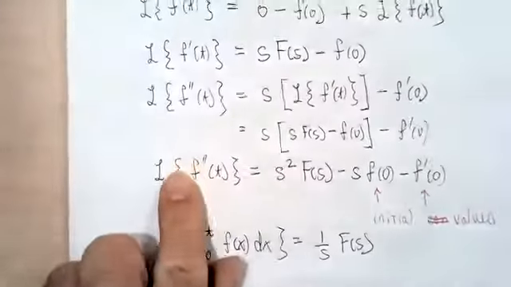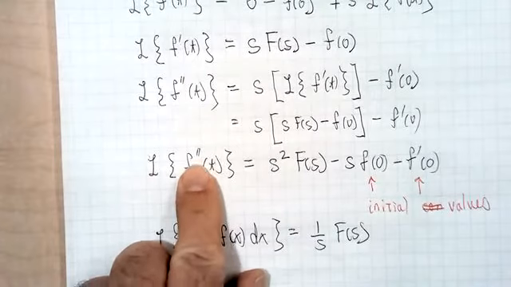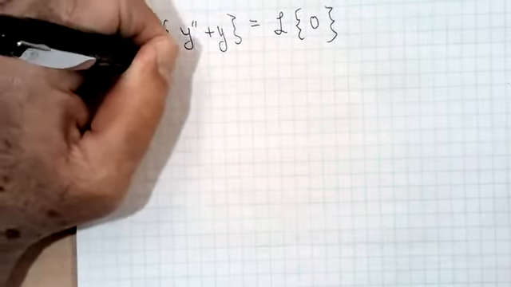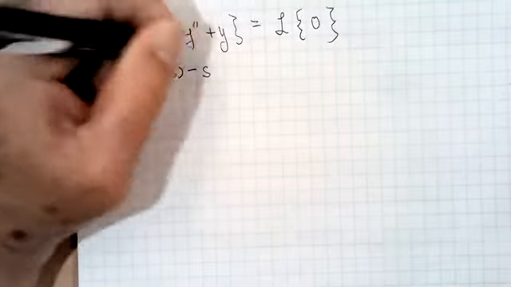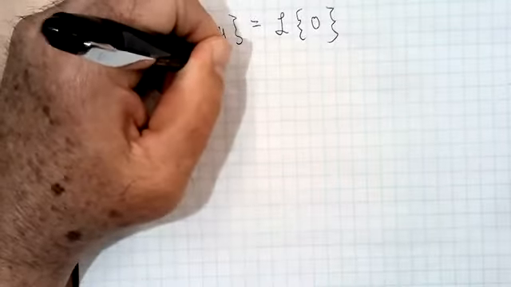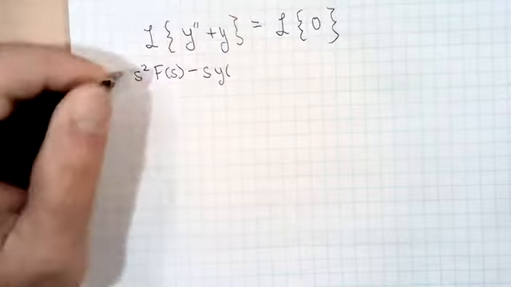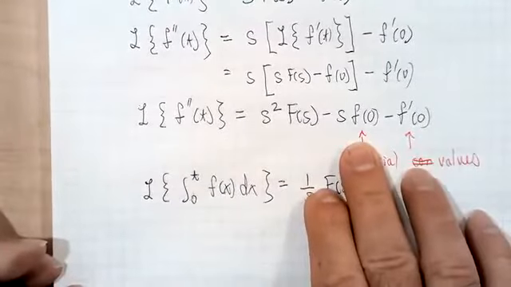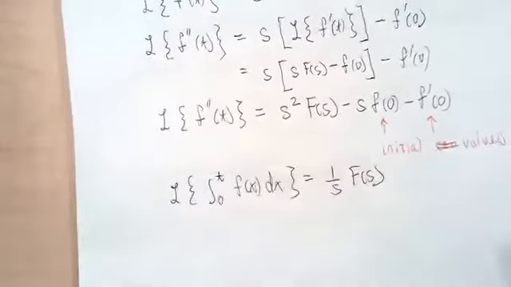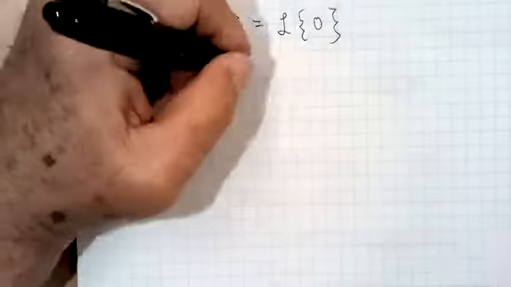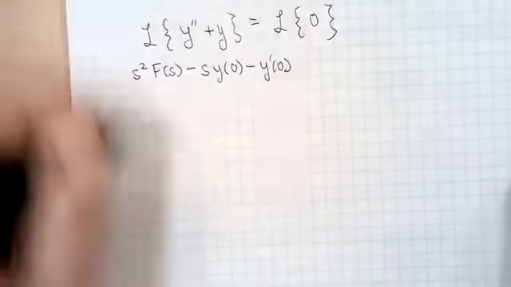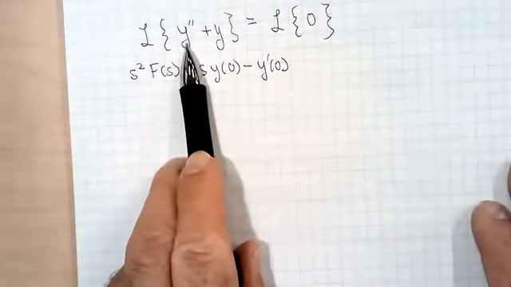When I take the transform of the second derivative of the function, I get s squared times the transform of the function, s squared f at s, minus s times its initial value, y at 0, it's right here, and then minus y prime at 0. So the s goes with the y at 0, and the y prime at 0 stands alone, and that is transforming y double prime.